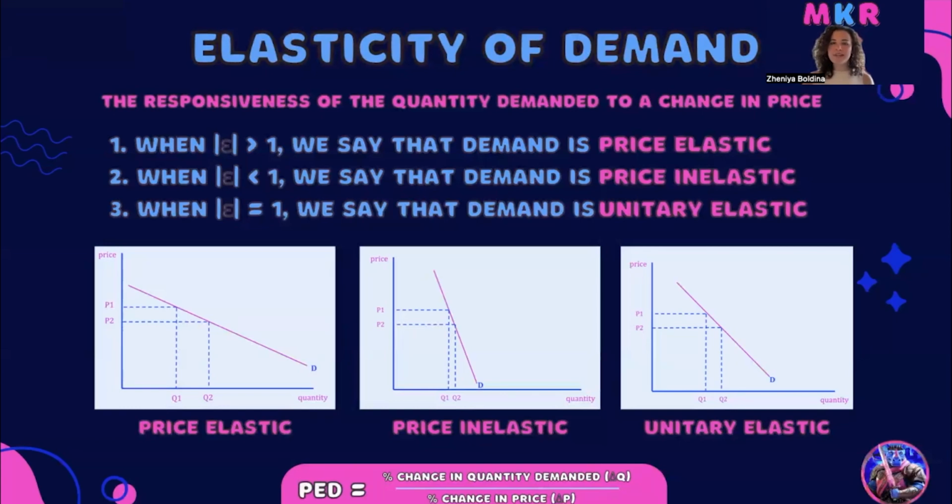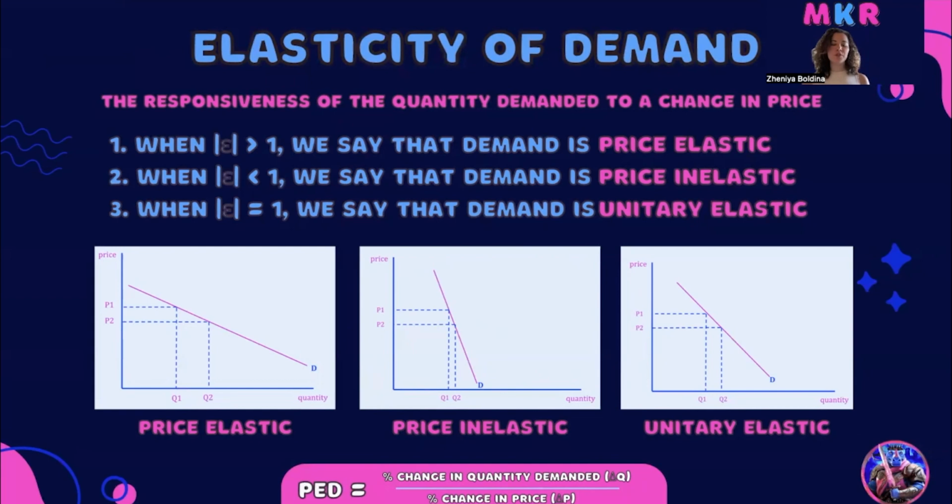And so there are three different types of elasticities. We can have price elastic, price inelastic, and unitary elastic demand. The first one, if we take a look at price elastic demand, for this one, the absolute value of elasticity will be greater than 1. And so if we take a look at the graph, we see that first of all, the slope is not very steep, as the change in price will result in a significant change in quantities demanded.